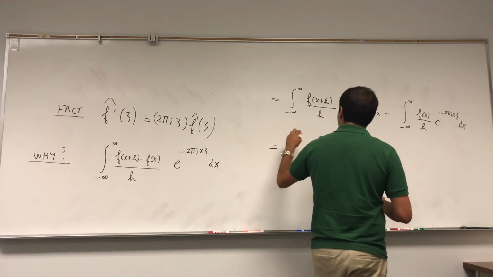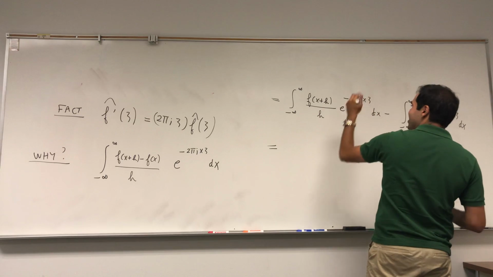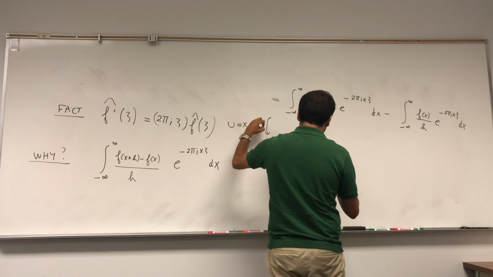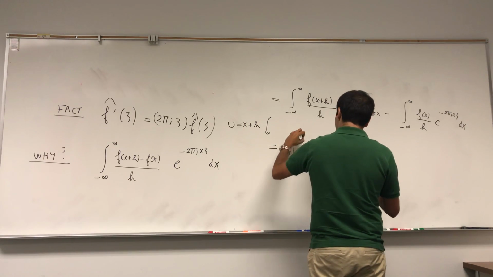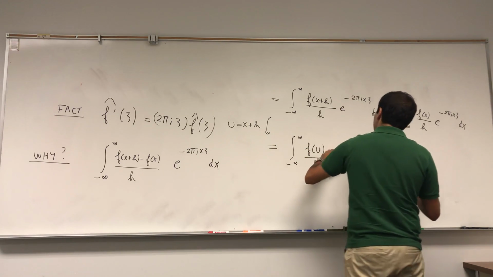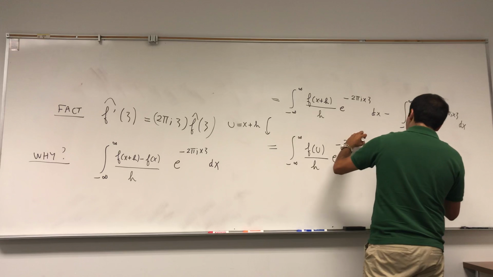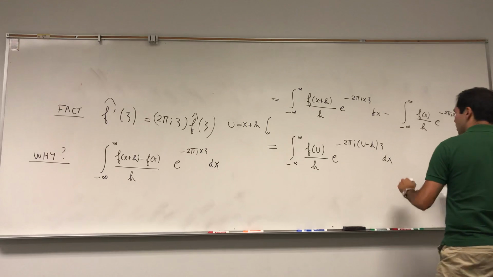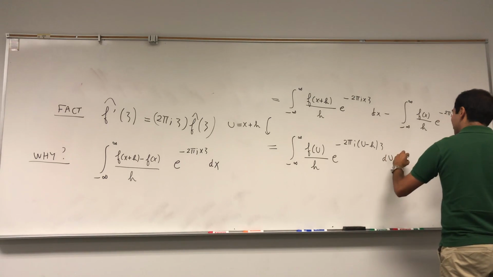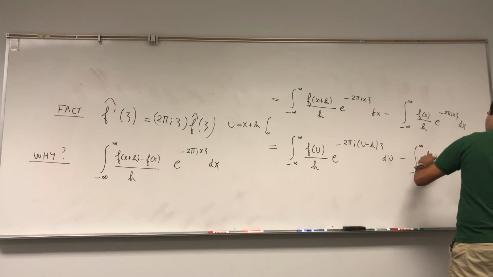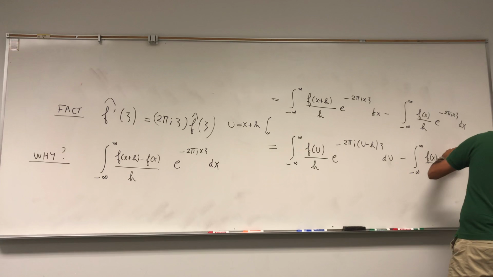So we're taking algebraic expressions that are still nice. And of course, once you see f of x plus h and dx, you kind of want to use a substitution. So u is x plus h. And so we have the integral from minus infinity to infinity of f of u over h, e to the minus 2 pi i (u minus h) xi du, and du is dx, so we're fine. Minus this term, f of x over h, e to the minus 2 pi i x xi dx.